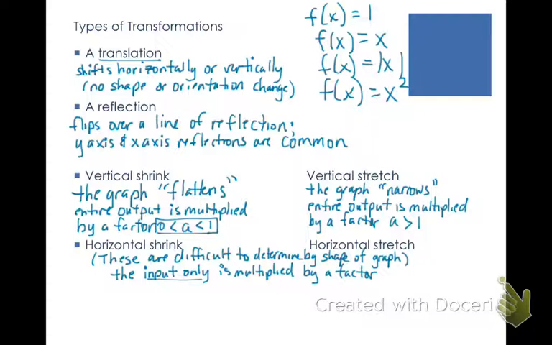Now a vertical stretch is when the graph appears to narrow, or if it's a line, then it becomes steeper. This is when the entire output is multiplied by a factor greater than 1, so 2, 3, or 4. We can also have horizontal shrinks and stretches, or again, another word for shrink is compress. These are difficult to determine by the shape of the graph, so I don't even describe that to you. But what you can tell from the equation is that the input only, so the x value only, is multiplied by the factor.